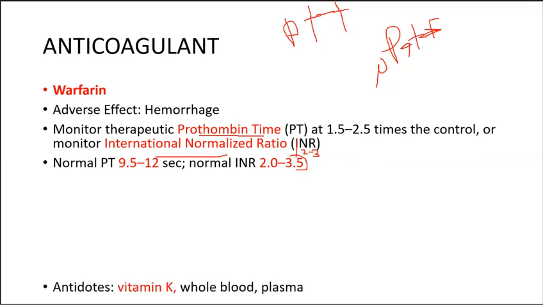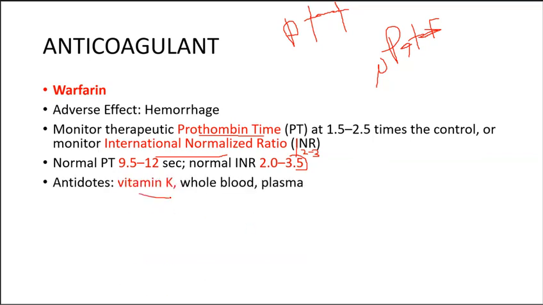So our antidote for warfarin would be to give vitamin K. We can give whole blood or plasma. Remember, while we're giving vitamin K, we said warfarin interferes with liver synthesis of vitamin K-dependent clotting factor. So again, even more vitamin K would act as an antidote to your warfarin.